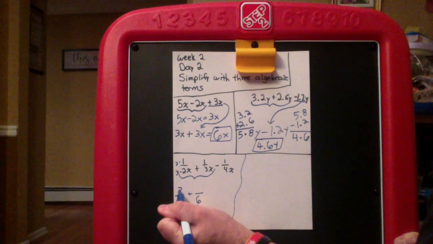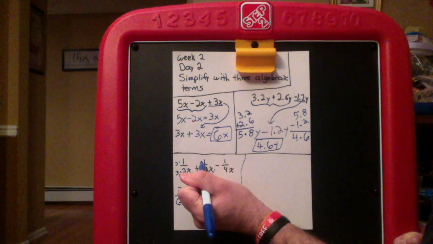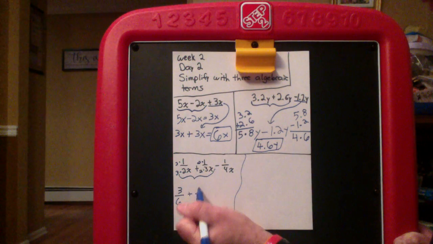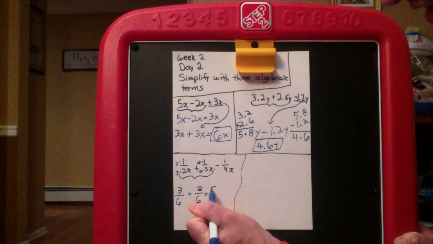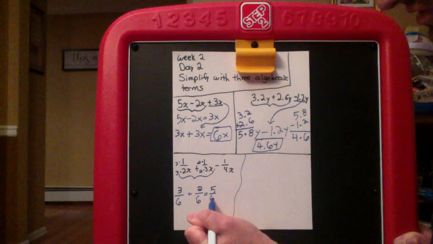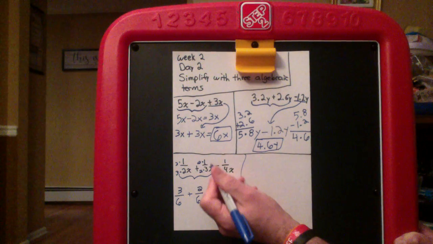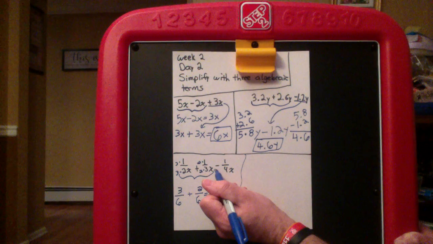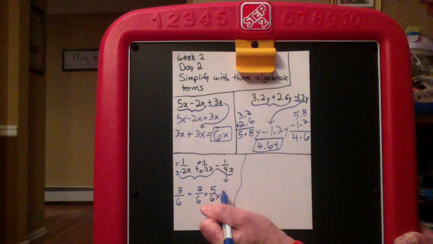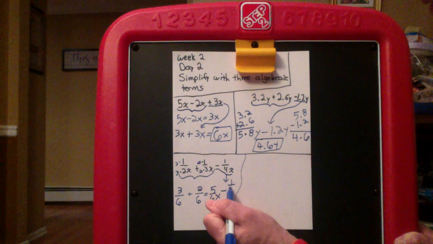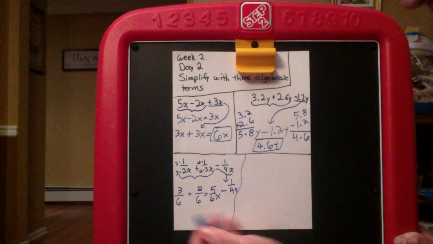So 1 times 3 gives you 3. 3 times 2 gives you 6. So 1 times 2 gives you 2. So this is 5/6x. Now you have this negative 1/4 x. Let's bring that straight down. So you have minus 1/4x.